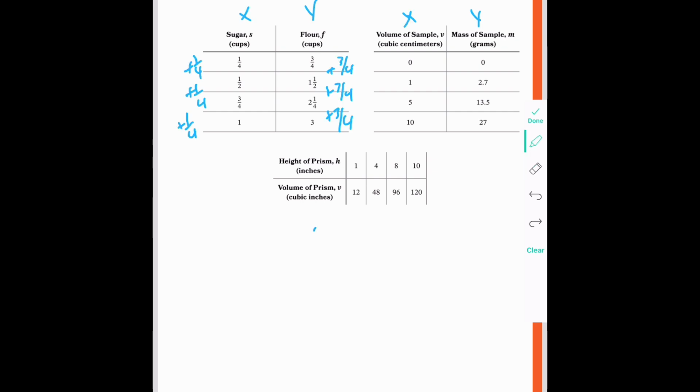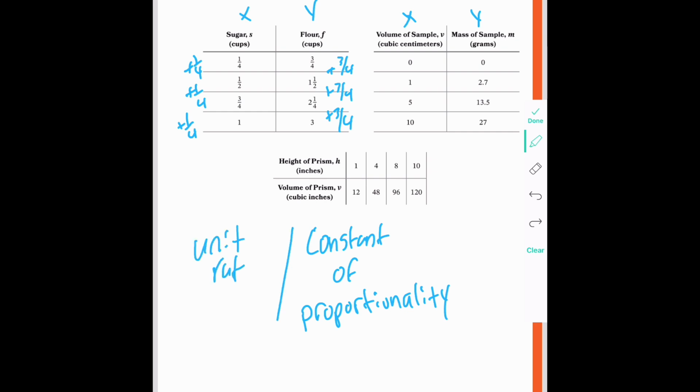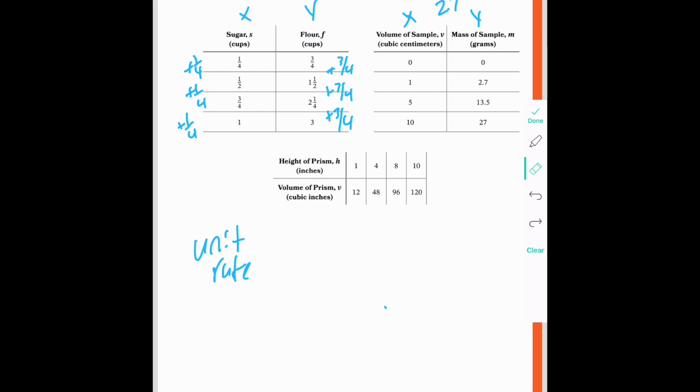Okay, hold on, go back. The constant of proportionality. Okay, so constant of proportionality slash unit rate for this table is 2.7. So this one is showing a proportionate relationship. And then finally, for the last one, if we look at it, it says the height of a prism in inches to the volume of it in cubic inches.